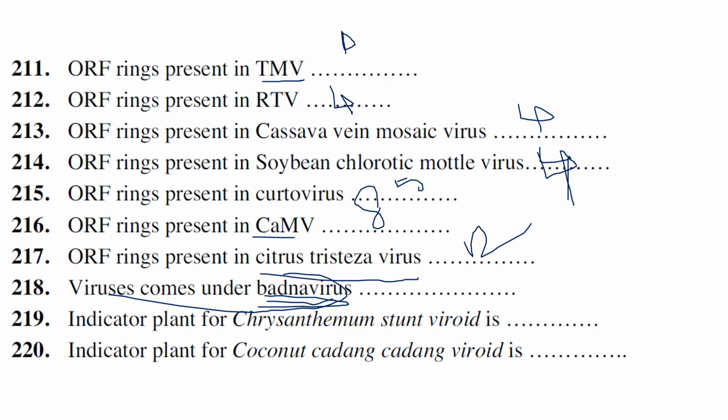And the indicator plant for chrysanthemum stunt viroid. So for every viroid and virus also, an indicator plant will be there. The common indicator plant for virus is goosefoot, Chenopodium amaranticolor, I think. So generally every virus and viroid has its own indicator plant. So the chrysanthemum stunt viroid has the indicator plant Chrysanthemum morifolium. And coconut cadang-cadang viroid indicator plant is Cocos nucifera, that is coconut.